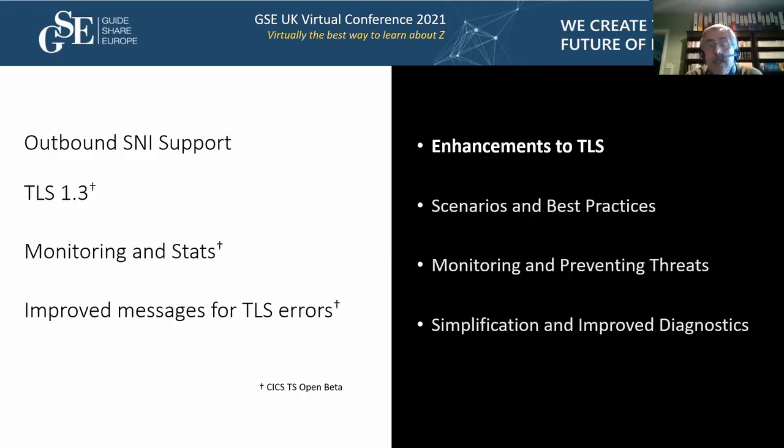So the first section is about enhancements to TLS. There are 4 areas that I'm going to talk about. First of all, something that's in 5.6, which is the SNI support, outbound SNI support. And then 3 items in the open beta. And you'll see on the heading slides for each of the sections, little daggers to indicate these are open beta items. So we've got TLS 1.3, enhancements to monitoring and statistics in the TLS area, and also some improvements in the diagnostic messages.